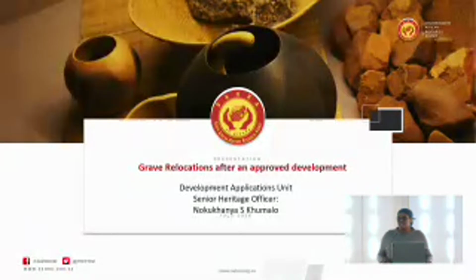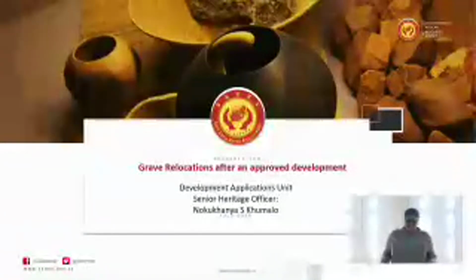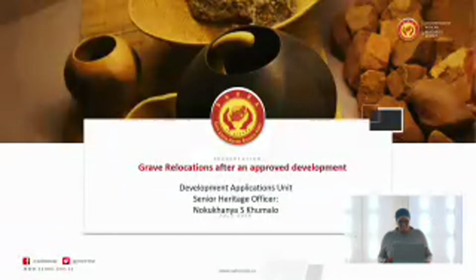So I'm currently a Senior Heritage Officer in the Development Applications Unit. This unit is very brand new. It was established around 2023.